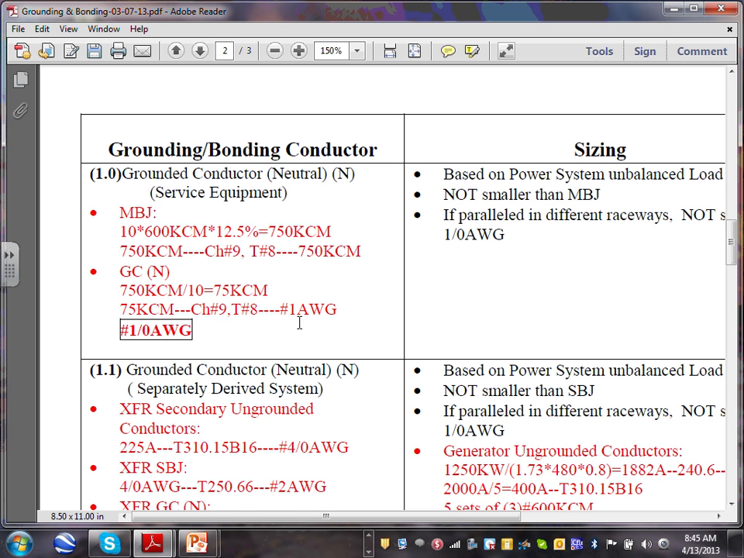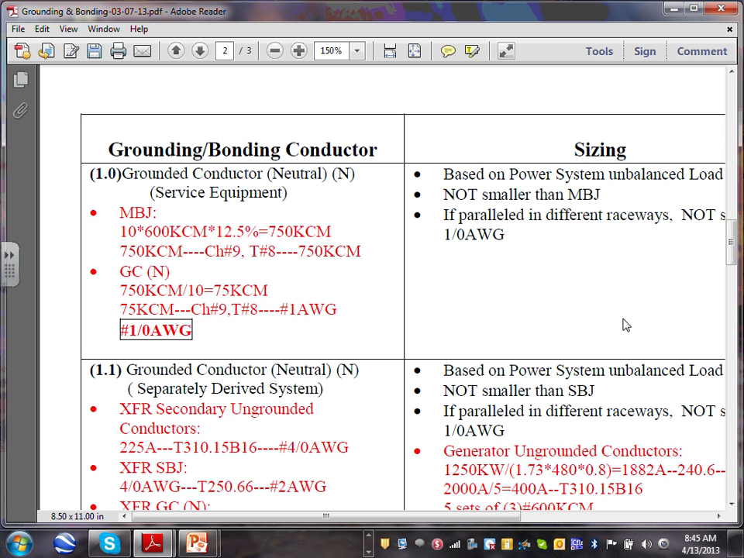What's wrong with number 1? Thank you, because we cannot parallel number 1, at least for power. For low voltage, believe it or not, you can. So you end up with a minimum of 1 AWG 1/0, 1/0 with each one of them.